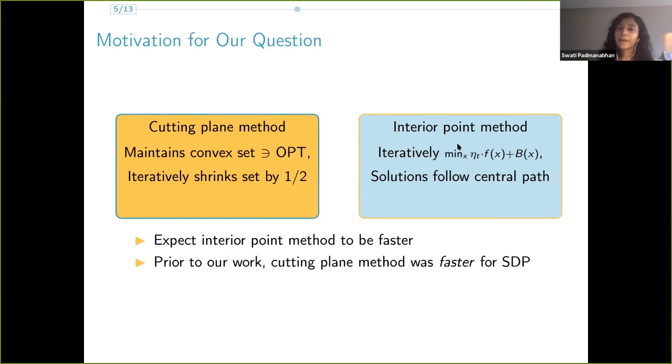But it turns out that prior to our work, for the case of semi-definite programs, this wasn't the case. The theoretical runtime of the fastest cutting plane method was better than that of the fastest interior point method. So our motivation for this whole project was to try to resolve this paradox. And in this paper, we achieved this goal.